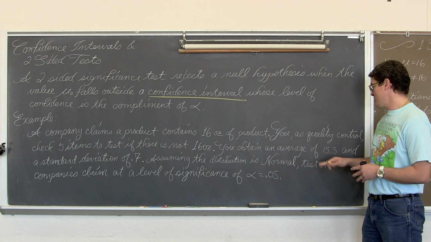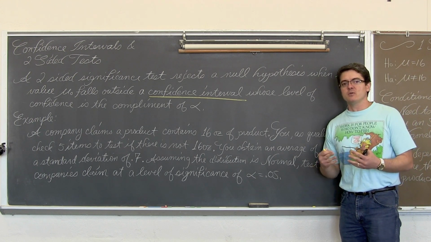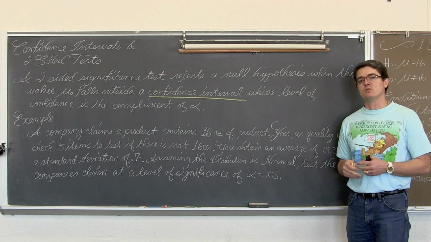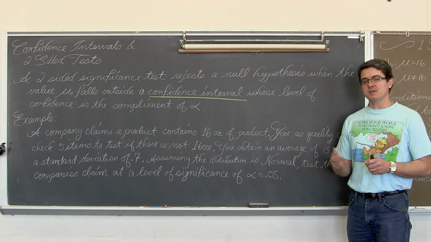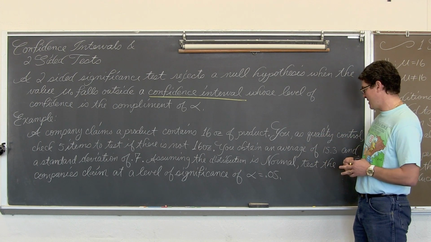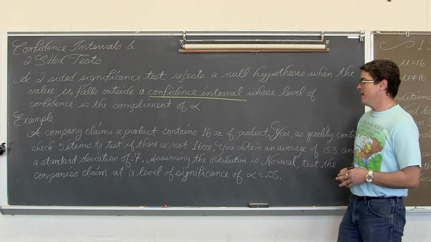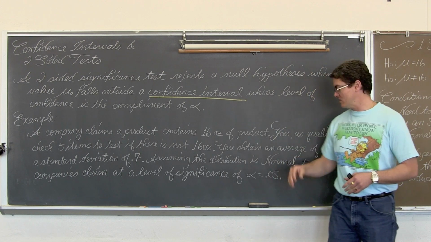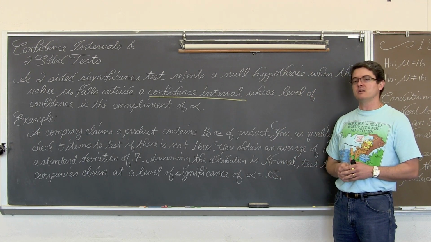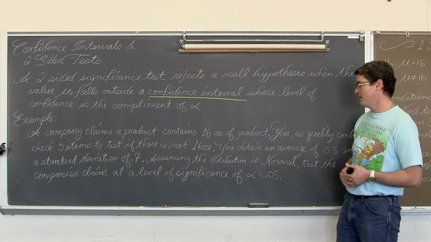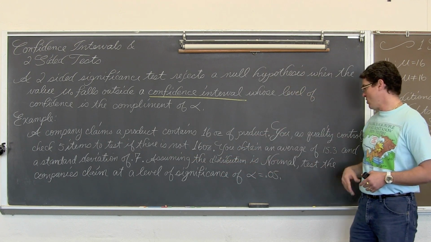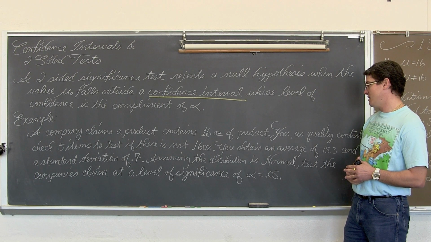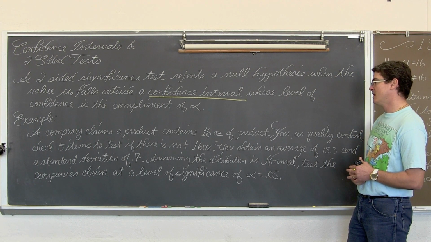You obtain an average of 15.3 from your sample. That's going to be X bar, because clearly there's not just two outcomes when you're measuring numbers of ounces, so there's no way it could be a binomial setting. And a standard deviation of 0.7. This is your sample's standard deviation. You looked at some items and got a mean and a standard deviation from that sample. Assuming the distribution is normal, test the company's claim at a level of significance of 5%.